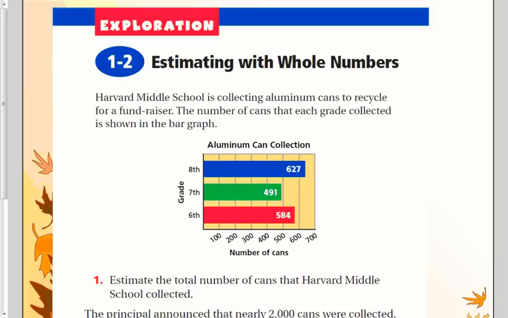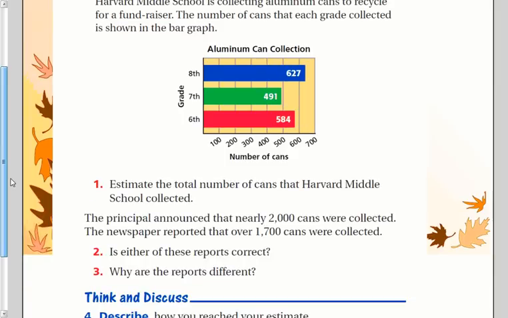All right, here's just a problem to get us started. Harvard Middle School is collecting aluminum cans to recycle for a fundraiser. The number of cans that each grade level collected is shown in the bar graph below. So we can see the title of this graph, aluminum can collection, the grade is over on the side, and then the number of cans by the hundreds is on the bottom. So our first question says, estimate the total number of cans that Harvard Middle School collected.